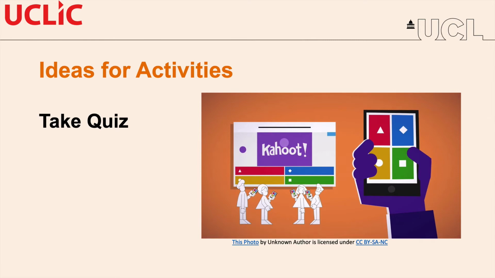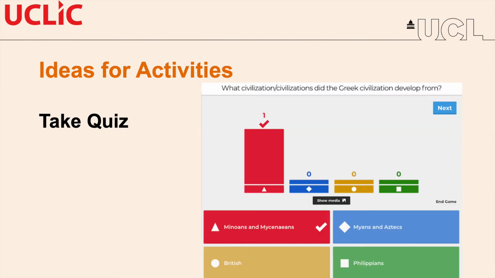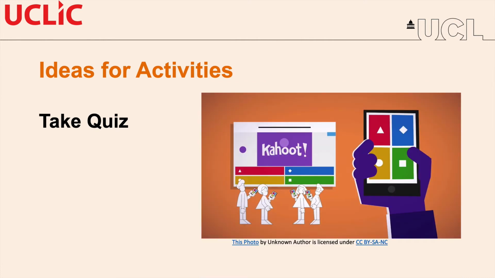Activity idea number 2, get the students to do a live quiz. By a live quiz, I mean one in which they interact in real time and it displays the results for the answers from the whole class. There's a couple of suggestions for tools that you can use in the description below, but the one illustrated in this slide is Kahoot. It's a live quiz in which students not only have to compete to get the most number of questions right, but they have to do it against the clock.